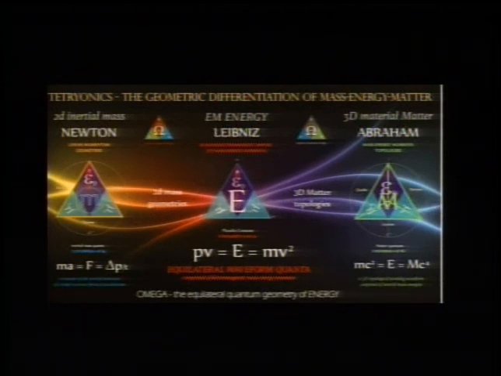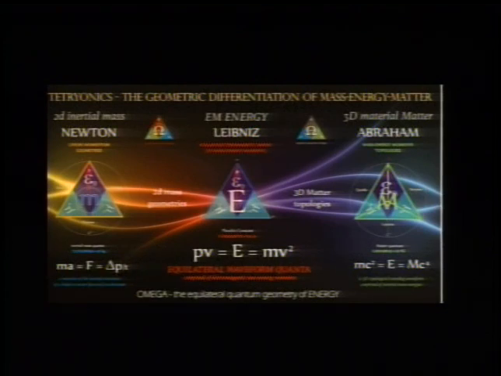Here's another example of a unification that's happening with Tetryonic materials. We've got the forces of Newton. We've got the total energy of Leibniz. He was the first to describe energy as scalar waves. So we can call these scalars, pi-radian geometries. And then Abraham comes up with the tetrahedral topologies measured within a c to the fourth coordinate system. So we see this right here.